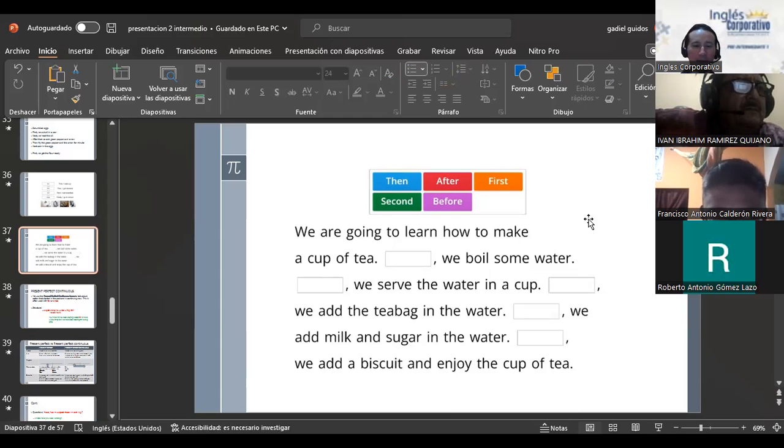Bueno, aquí hay que tener cuidado, ¿verdad? Sí se puede, está bien como dijo Francisco, pero bueno, en las opciones que tenemos acá, ¿cuál sería la más apropiada? Second, right, very good. There we go. So second, we serve the water in a cup because of the order, yes.